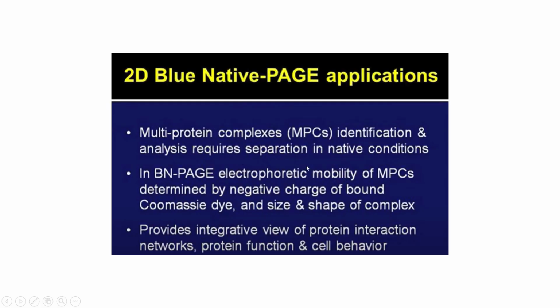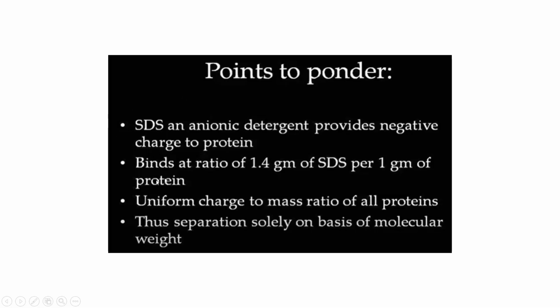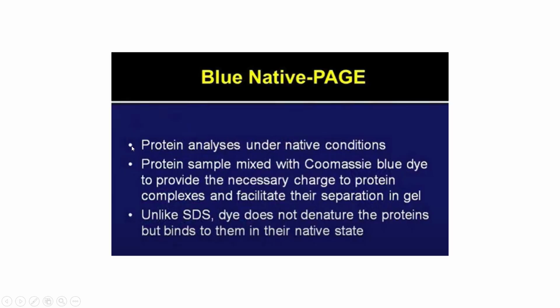Whereas in native page, even charge is involved, but it still gives a negative charge because of Coomassie dye. In SDS page the protein gets negative charge because of SDS, whereas in native page the protein gets negative charge from the dye. So in this, the sample is mixed with Coomassie blue dye to provide the necessary charge to protein complexes, and then they are separated. Unlike SDS, the dye does not denature the protein here. The Coomassie blue dye binds to them in their native state itself. So there is no denaturation happening here.